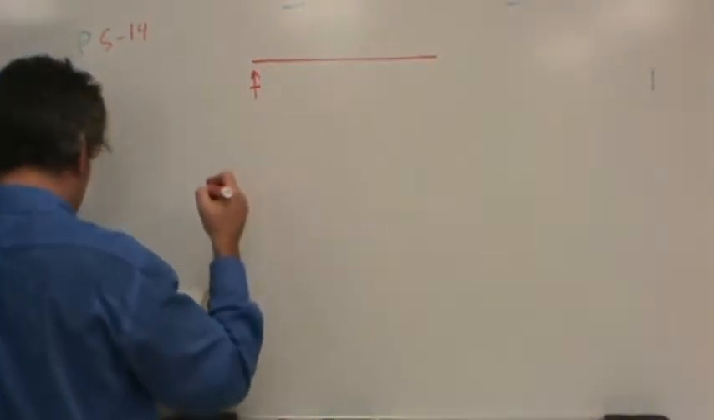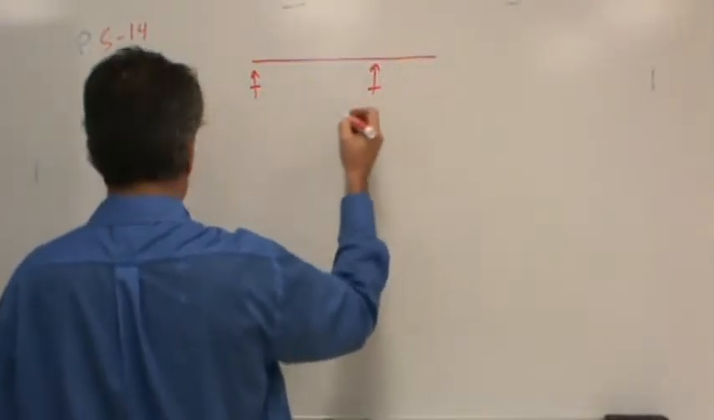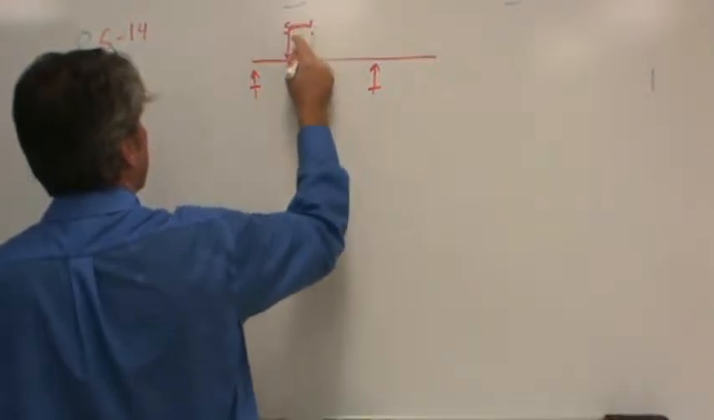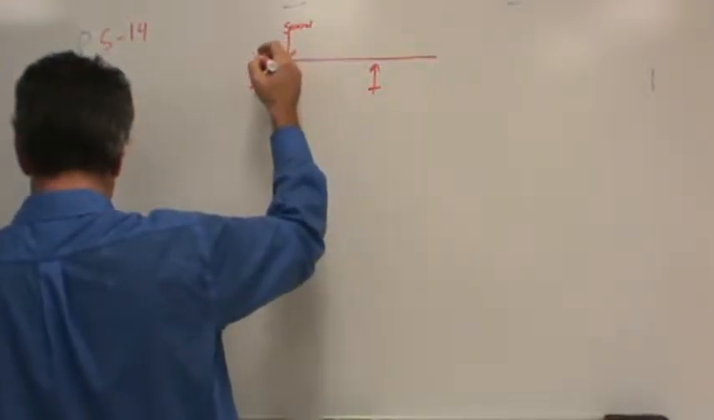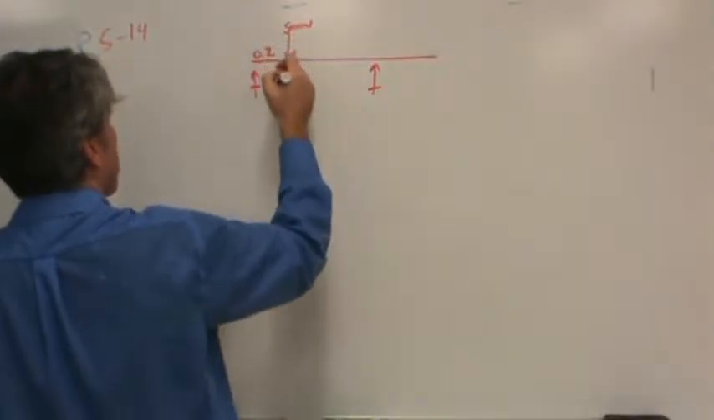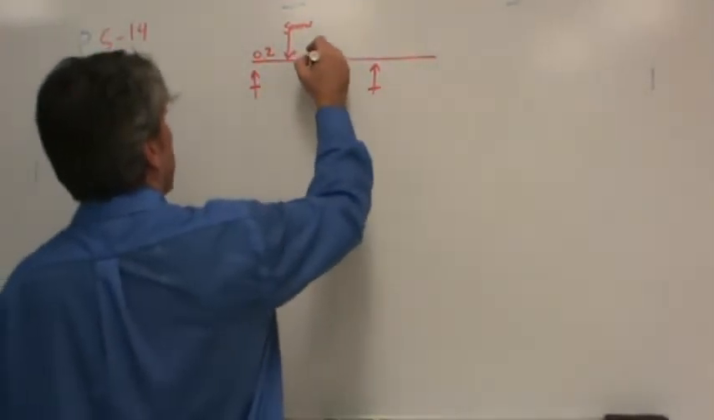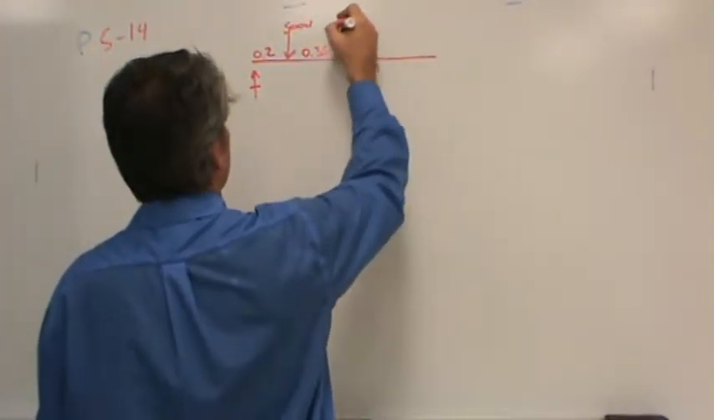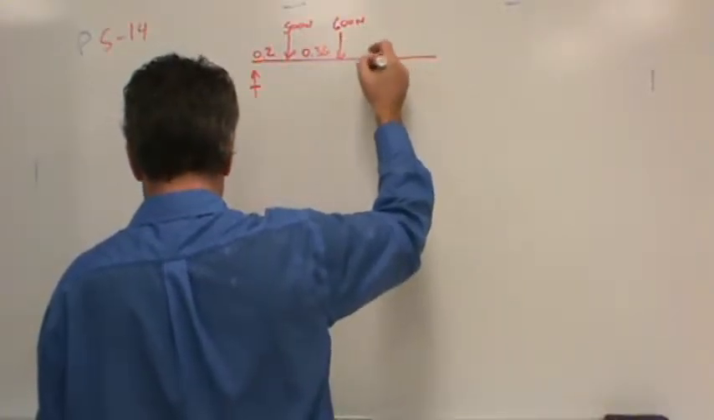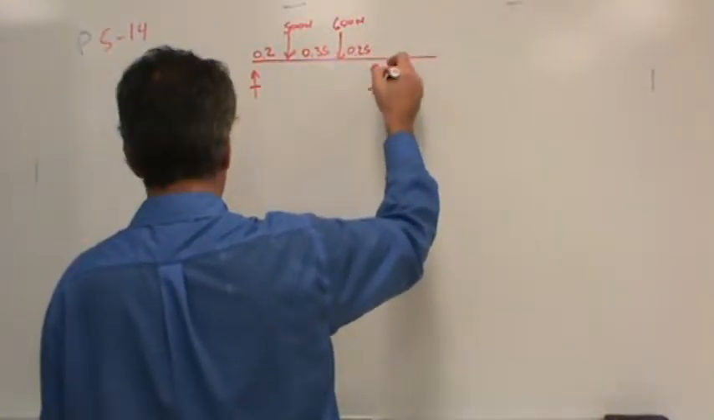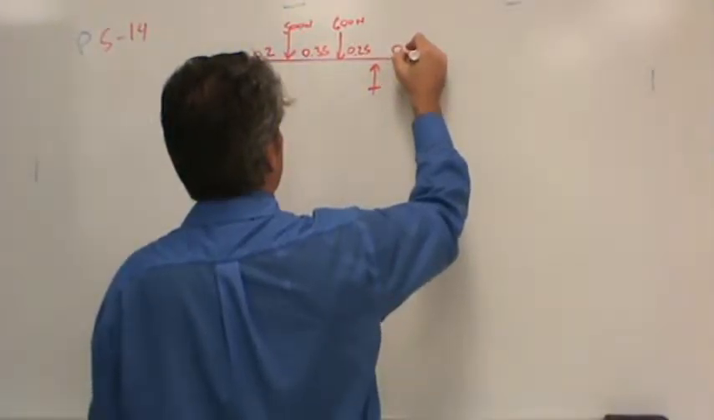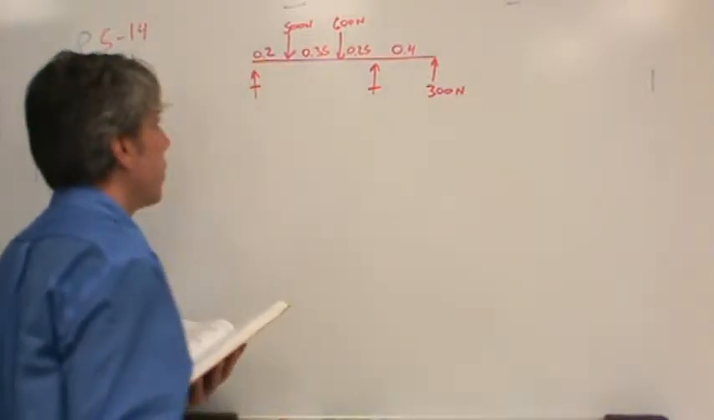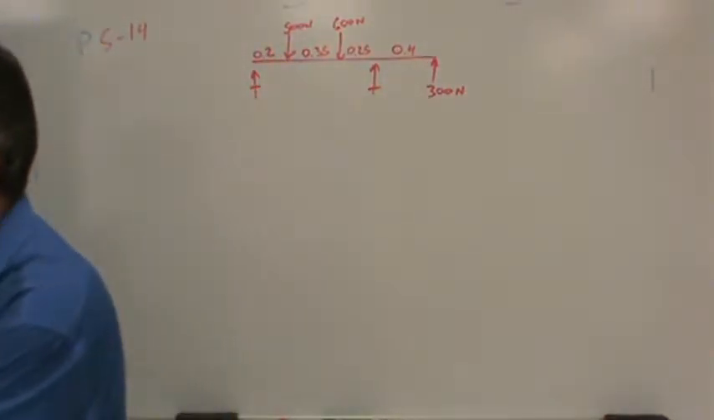Let's see, we've got a force here. These are two reactions. There's a force of 500 newtons here at 200 millimeters, let me switch to meters, so 0.2 meters. At 0.35 meters, there is another load, 600 newtons, and then we move over another 0.25 meters to the reaction, and then 0.4 meters beyond, there's a positive 300 newton load. Okay? All right, let's calculate the reactions first.